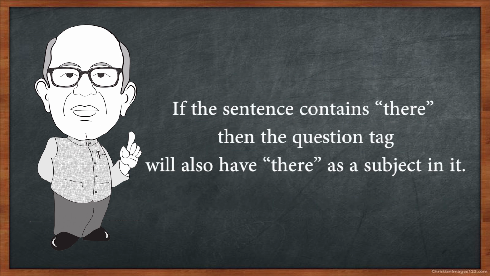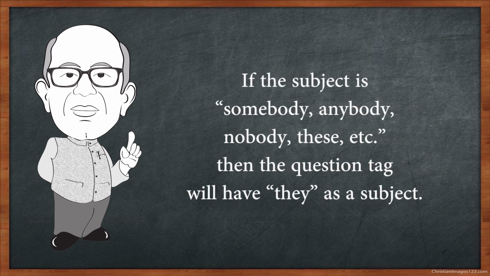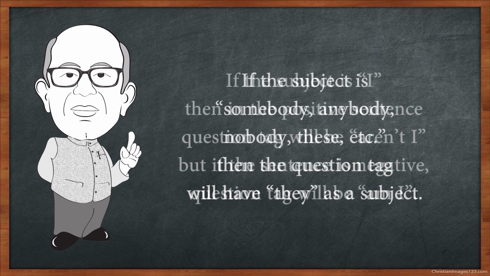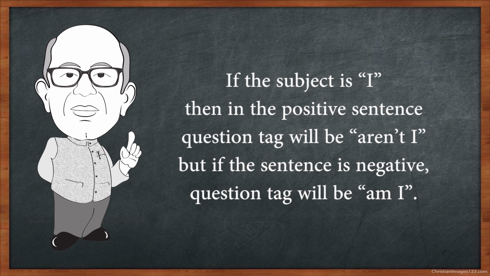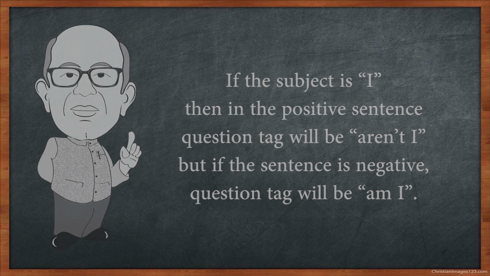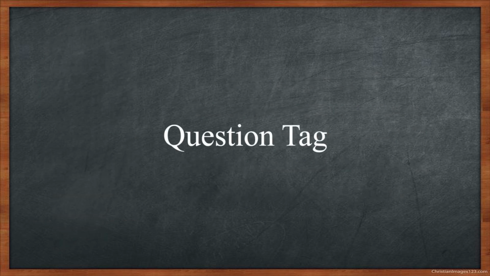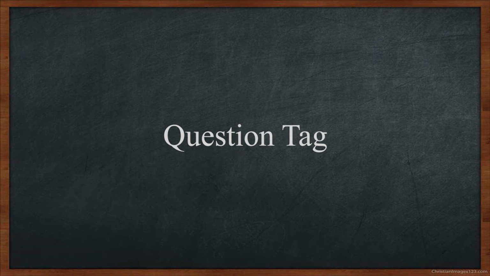If the sentence contains there, THERE, then the question tag will also have there as a subject in it. If the subject is somebody or anybody or nobody or these, then the question tag will have they as a subject. If the subject is I, then for a positive sentence the question tag will be aren't I. But if the sentence is negative, the question tag will be am I. So we have completed this chapter of question tag.